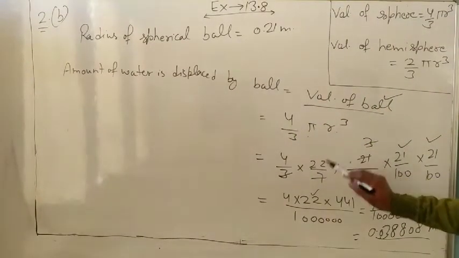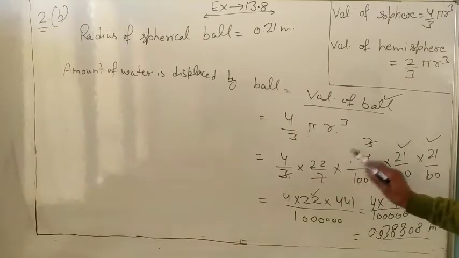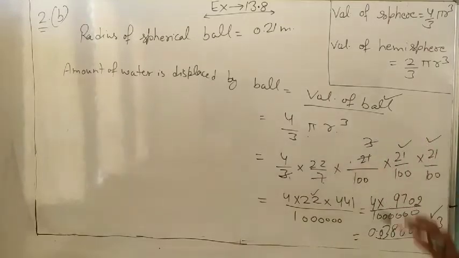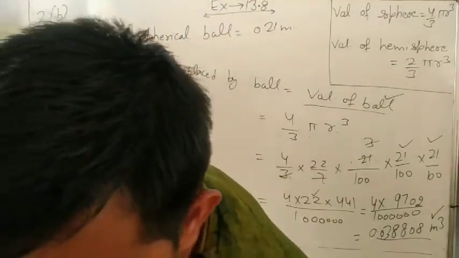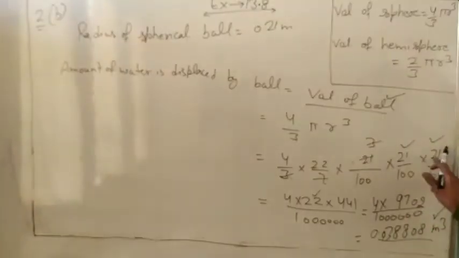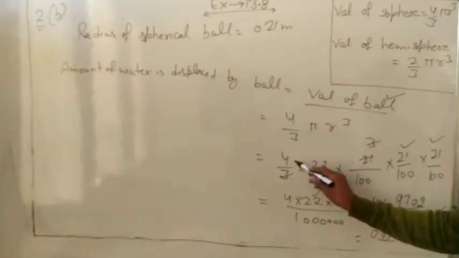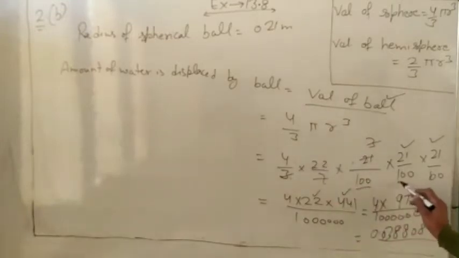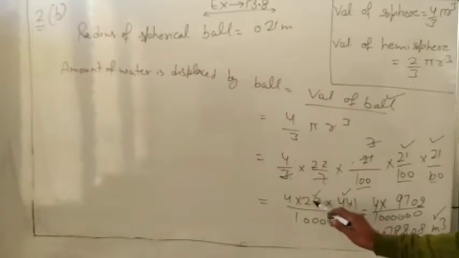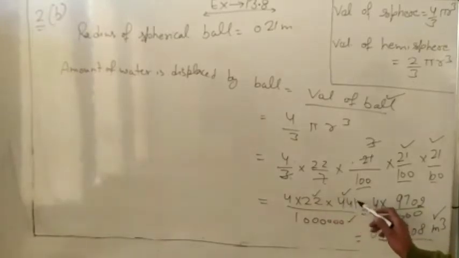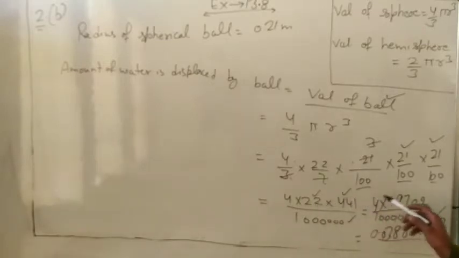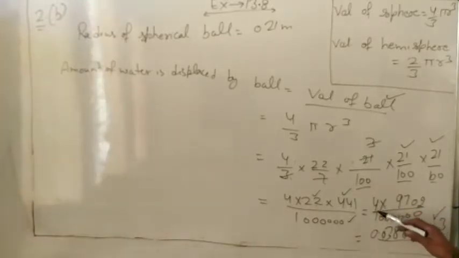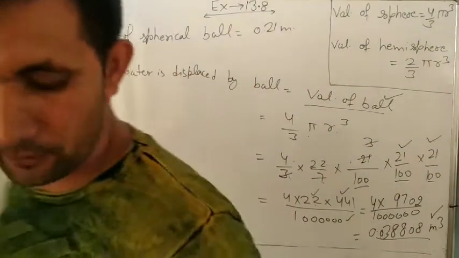4 by 3 pi r cube. 3 cut by 7, 7 cancel. 3 into 7 is 21, 21 cancel 21. And the next is given 21 multiply 21, 441. 4 into 22, 88. It's okay. Now 22 into multiply by 441: 22 into 1, 22; 22 fours are 88, 90; 22 and 97. Now 4 eights are 28. It's right. Okay, it is your answer. Okay, next question.